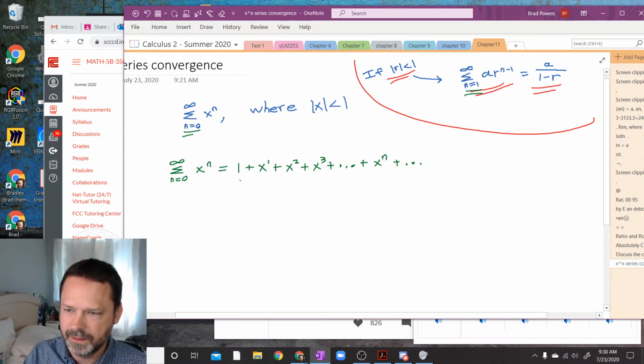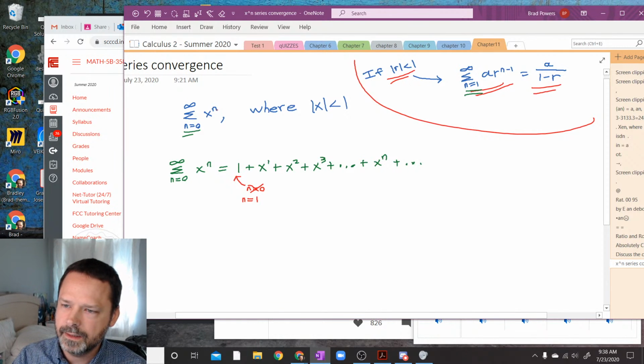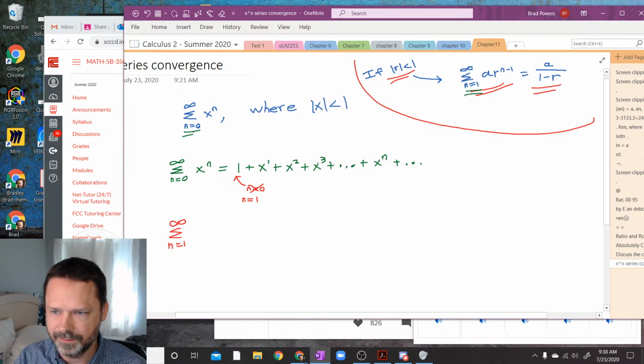I don't have n equals 1. Right now I have n equals 0, but I want it to be n equals 1. How would that change things? If n equals 1, then I would want x to the something to still equal 1. Remember, here it was 0. So in other words, if I'm rewriting this with n equals 1 to infinity now, we're changing the index of our summation. We're going to probably need to change our expression inside the summation.